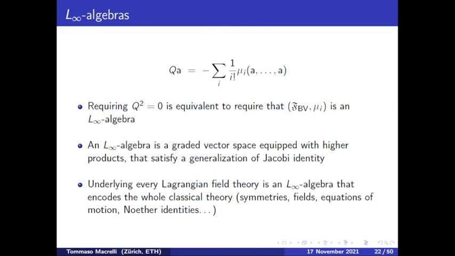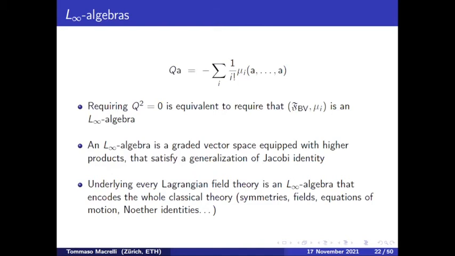The second one says that... No, this part I understand. So if you have L-infinity, you have these multilinear products that take n elements of L to L. But I don't understand how this is related to homotopy.